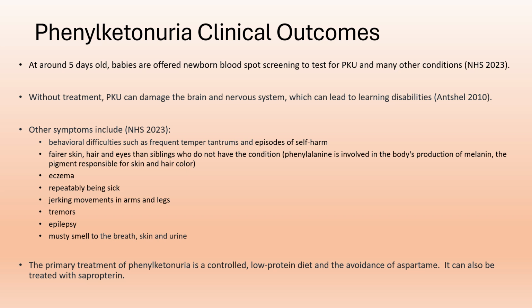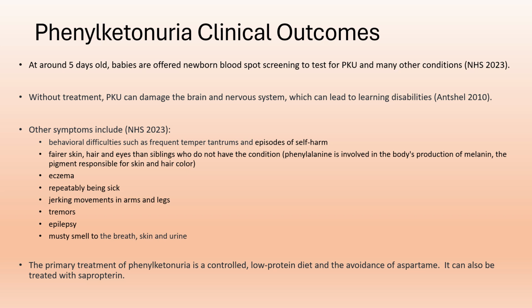In terms of clinical outcomes, babies are typically tested for this at around 5 days old. And without treatment, the buildup of phenylalanine can damage the brain and the nervous system, which can lead to learning disabilities. It can also lead to a host of other symptoms, including behavioral difficulties, very light skin, eczema, increased sickness, jerking movements and tremors, and also a musty smell to the breath or skin or urine.